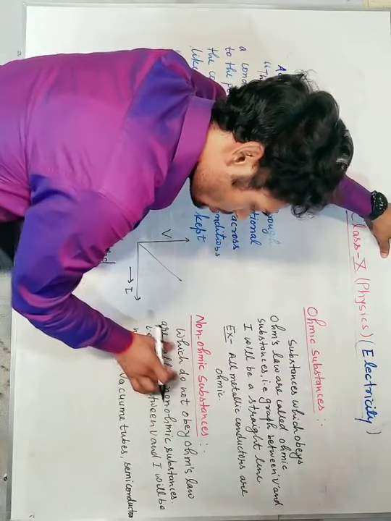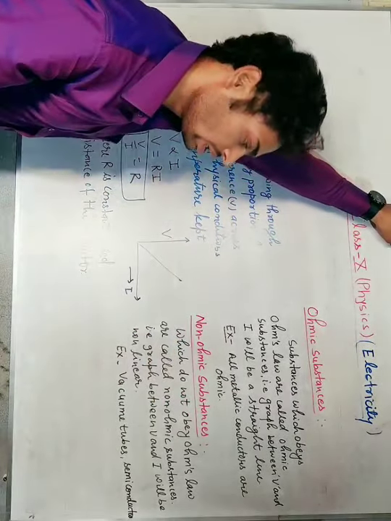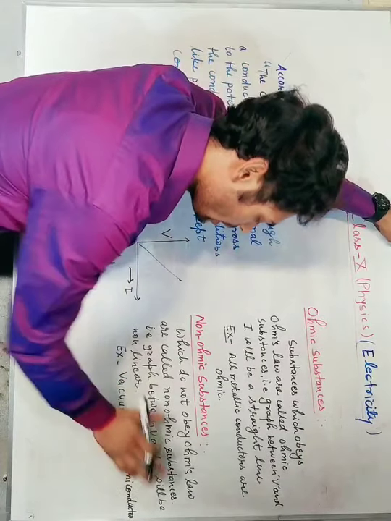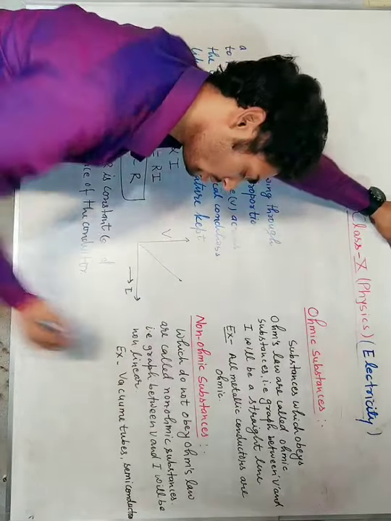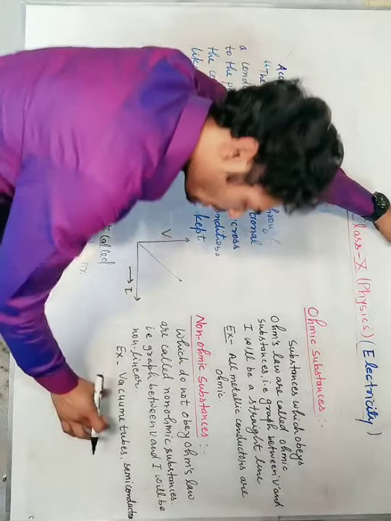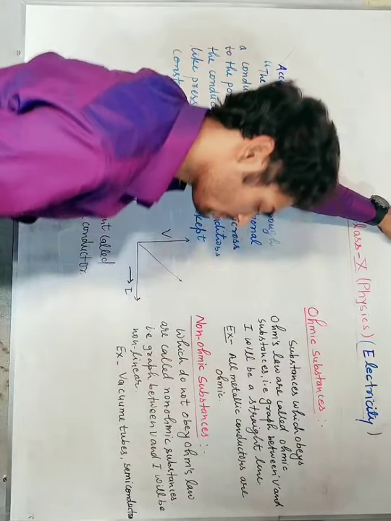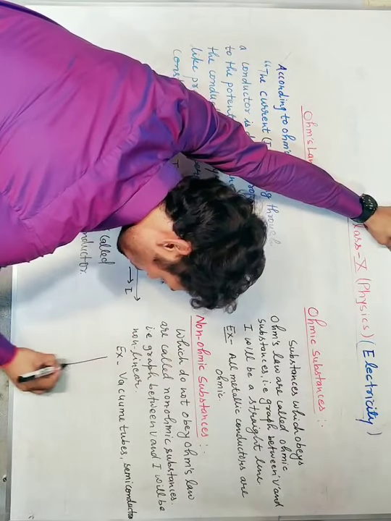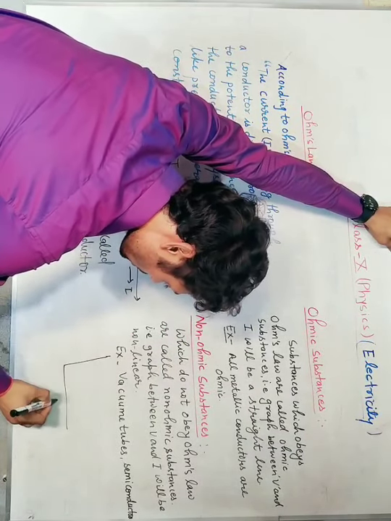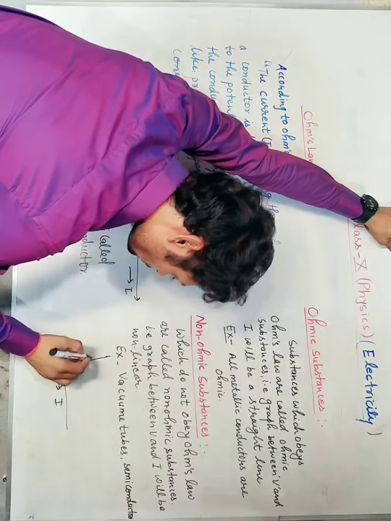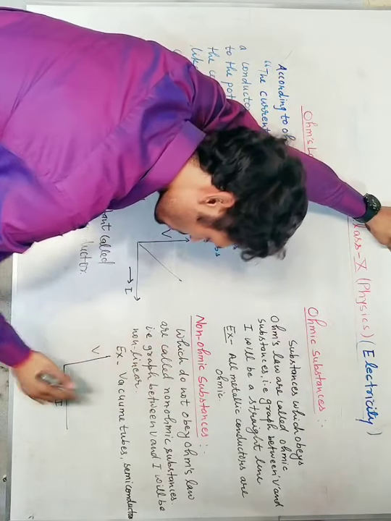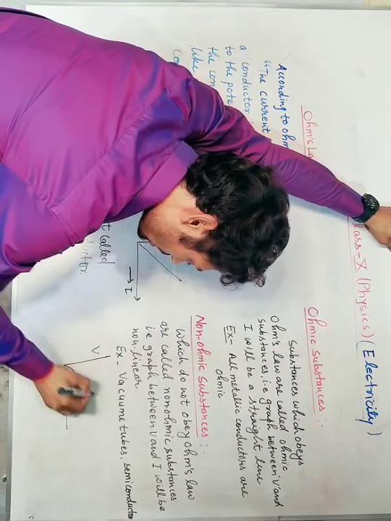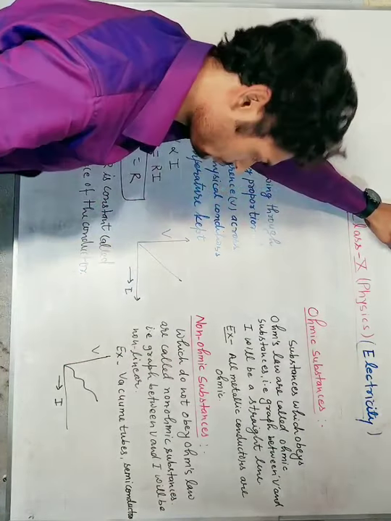Non-ohmic substances are those which do not obey Ohm's law. The graph between V and I will be non-linear. For example, vacuum tubes and semiconductors are non-ohmic substances. The graph between V and I, potential difference and current, for non-ohmic substances will be non-linear, just like this.